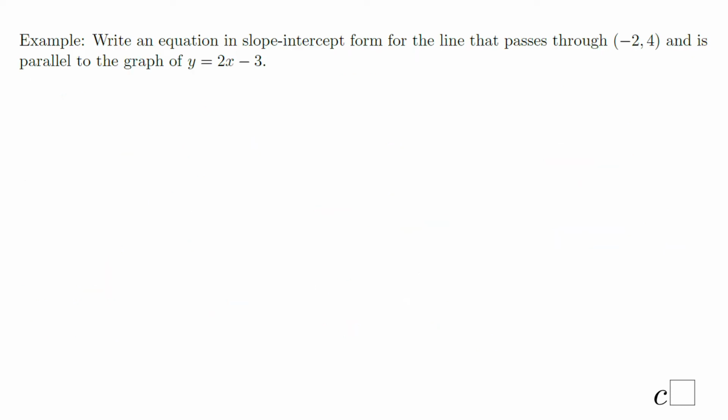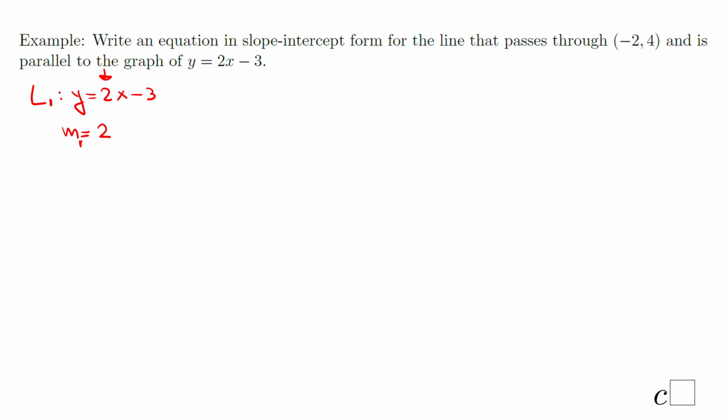In the next example, we're going to write an equation in slope-intercept form for the line passing through negative 2 and 4 and parallel to the graph of y equals 2x minus 3. So we have two lines. The line 1 has the equation y equals 2x minus 3. For that reason, I'm going to look at this equation and get the slope of this line, which is this guy, the number 2. Let me call this M1.